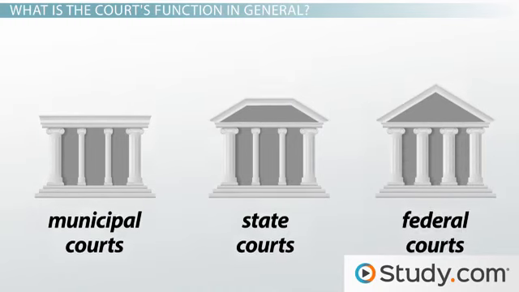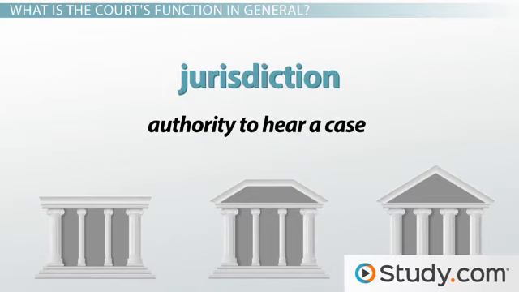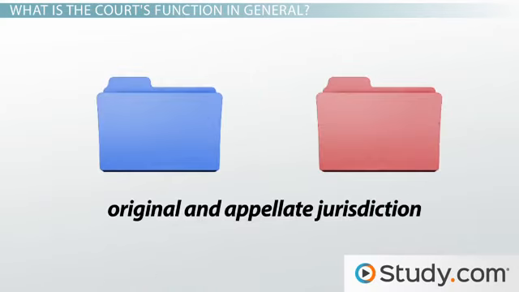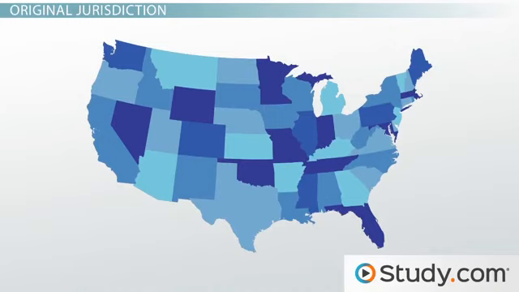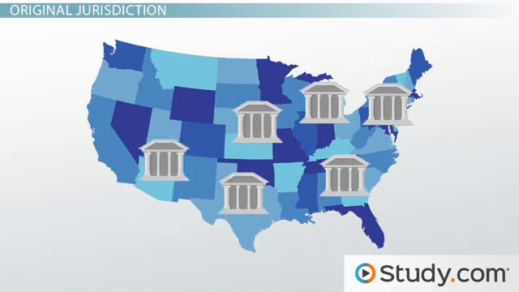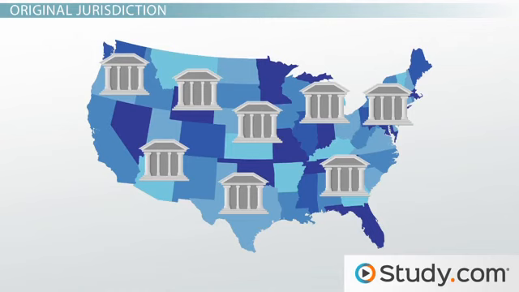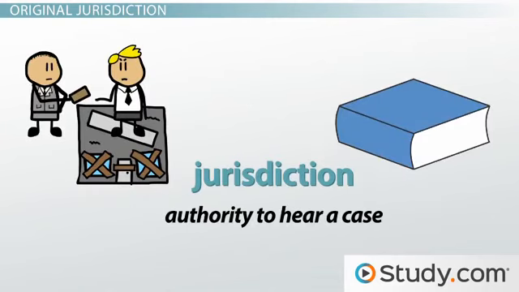There are three levels of courts: municipal courts, state courts, and federal courts. Each level of court exercises jurisdiction, or its authority to hear a case, based on a few factors. With attention to jurisdiction, we will study original and appellate jurisdiction in state and federal courts. Keep in mind that no one state court behaves exactly as another, meaning state courts have different procedures and rules. As we learn about jurisdiction, we will focus on a general rule not specific to any one state. Again, jurisdiction is a court's authority to hear a case.